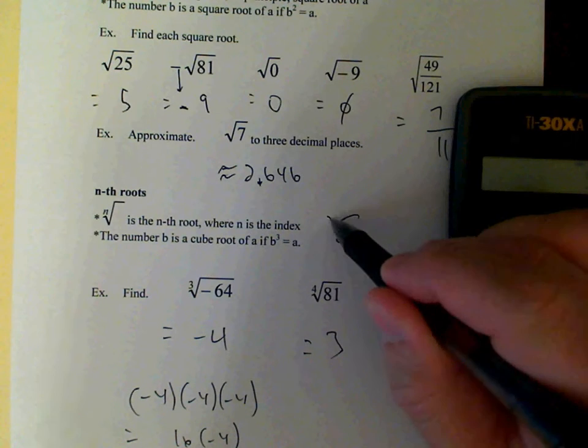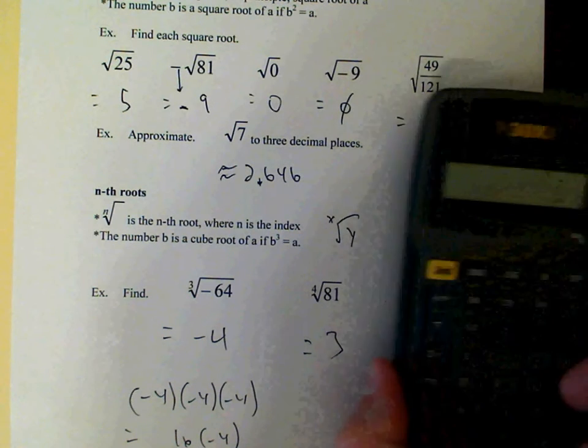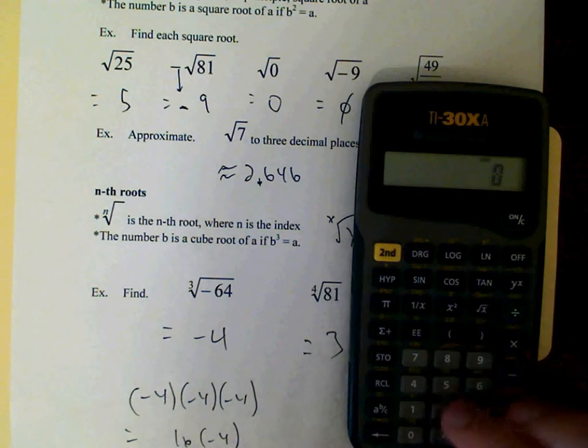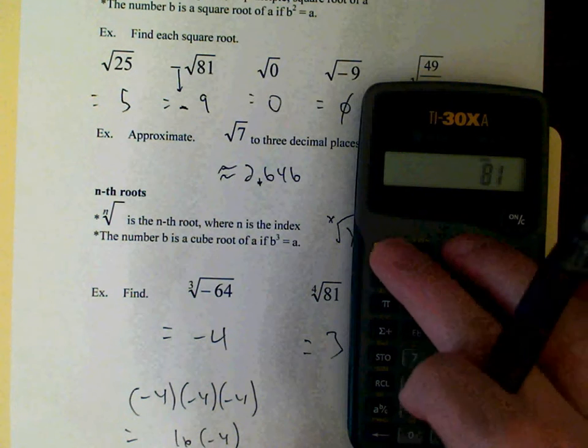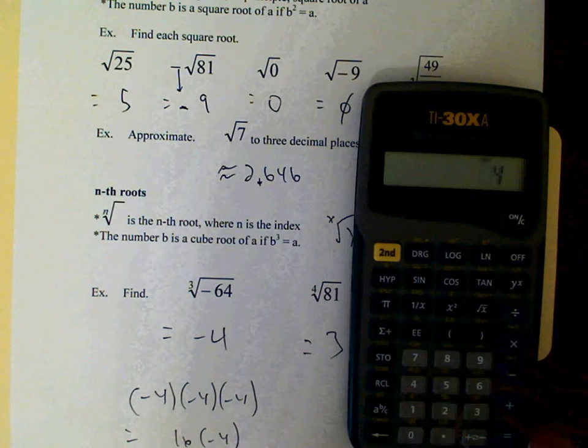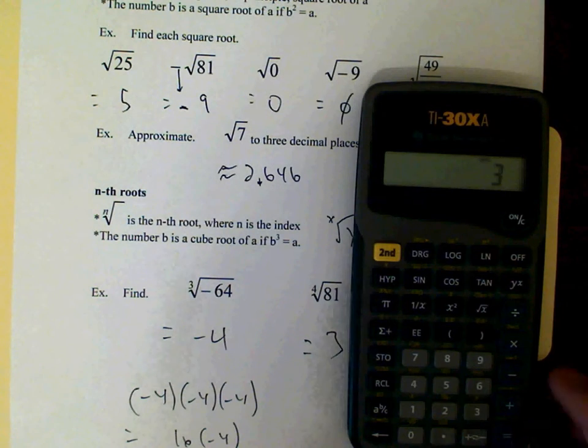That's how mine appears. So what I'm going to do is hit the 81 first, and then I'm going to hit second, and then the x root key, and then the 4, which gives me 3. So I do it backwards. Radicand first.